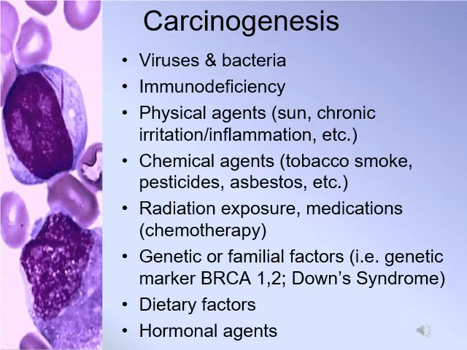Physical agents, of course, sun. We'll talk about sun exposure with malignancies of the skin and with melanoma. Chronic irritation, inflammation, lots of different things that can be included there. Could be wind exposure, certainly could be other forms of environmental physical agents as well. Chemical agents, well, some of these are very obvious: tobacco, nicotine, whether it's smokeless or smoking, pesticides, people that are working in those types of occupational areas, or asbestos. So those agents do increase risk of the formation of cancers.